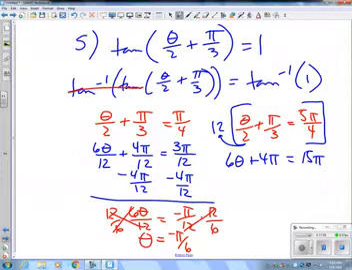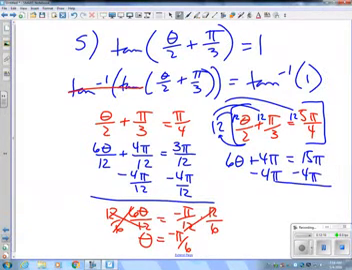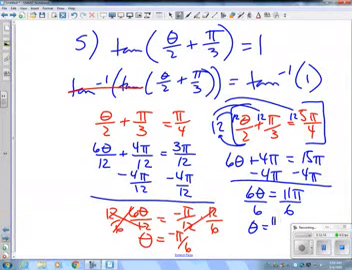So you're just doing 12 times each one. It's like saying 12 times the first one, 12 times the second, 12 times the third. That's what distributing your 12 out does. So now I can subtract 4 pi and get 6 pi equals 11 pi, and divide by 6, and theta is equal to 11 pi over 6.